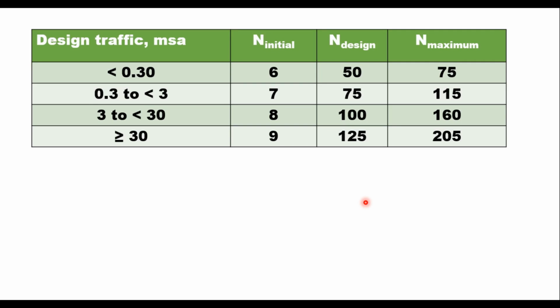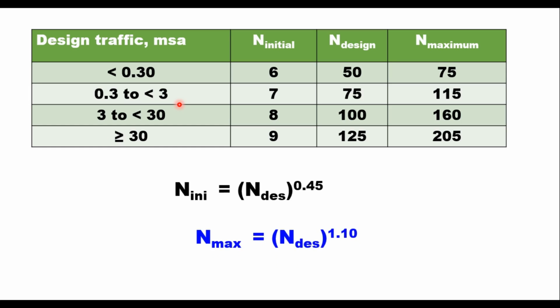And this table shows the Superpave compaction parameters based on expected traffic level from AASHTO R35. What should be the N initial, N design and N maximum values for different design traffic levels? Once the design gyration level is established, the initial and maximum gyration levels can be estimated using these equations. N initial is N design to the power 0.45 and N max is N design to the power 1.10.